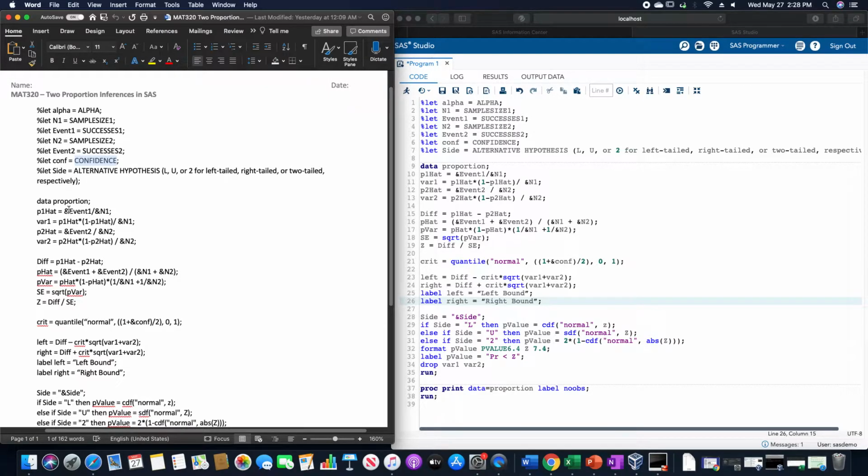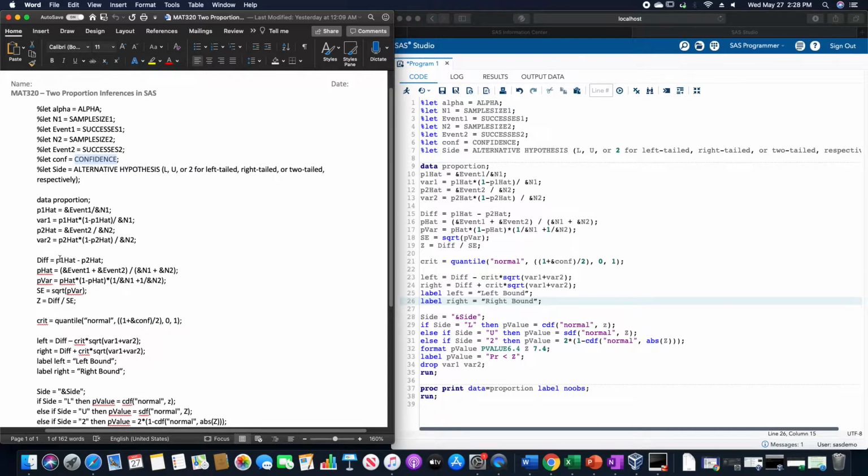P1 hat would take the number of successes, event 1, divided by the sample size n1. The variance 1 takes P1 hat times 1 minus P1 hat divided by the sample size for the first sample. Then P2 hat takes the number of successes for the second event divided by the sample size for the second event. And the second variance is P2 hat times 1 minus P2 hat divided by the sample size of the second sample. The difference subtracts the two P hats.